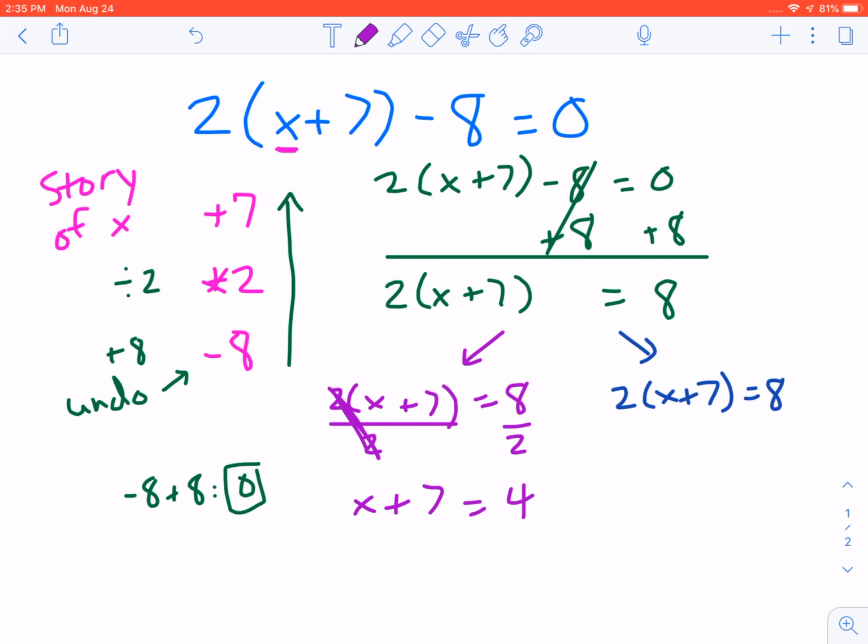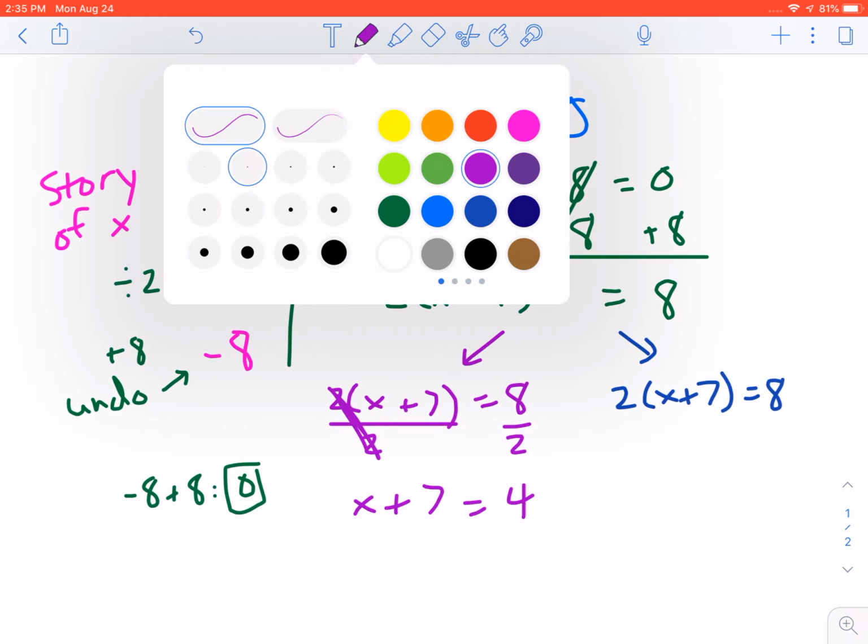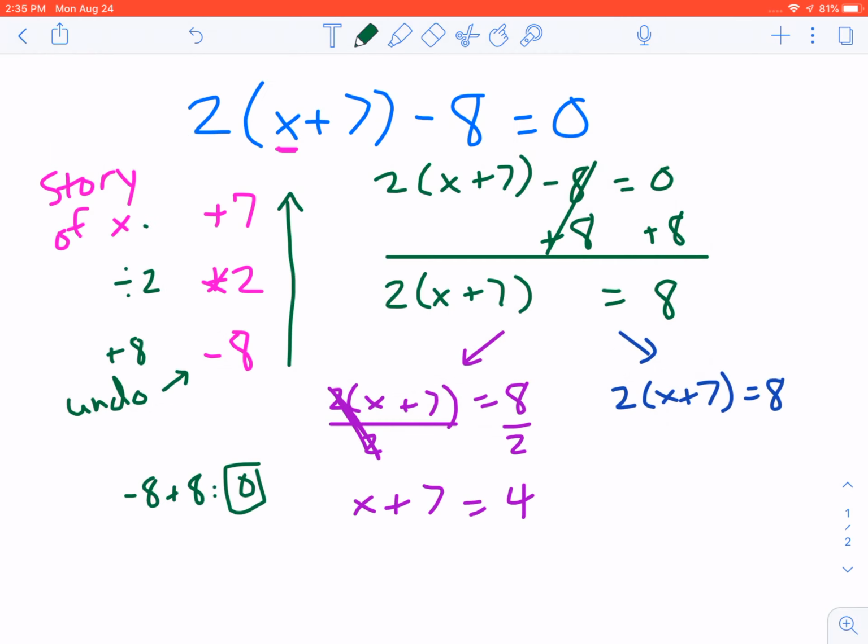If I continue to undo what I've done before, we get to the plus 7, and to undo that we would subtract 7, right? And so we're going to subtract 7 on both sides. We get x equals negative 3.